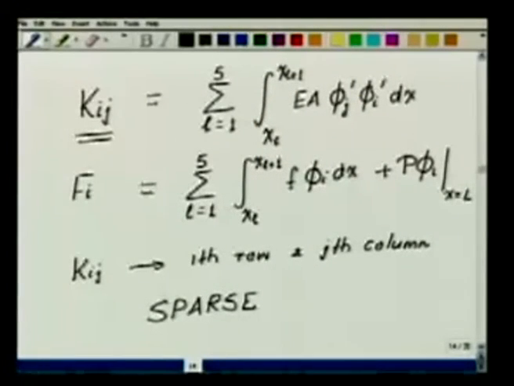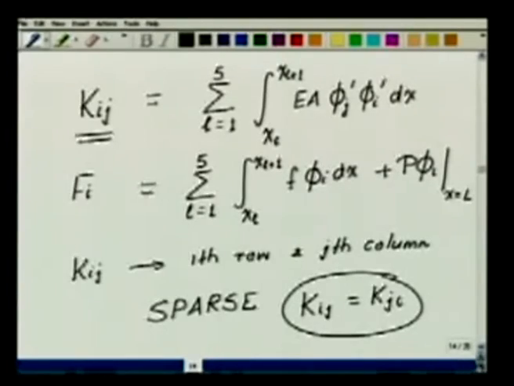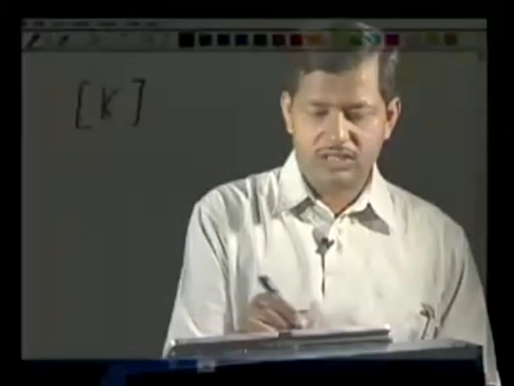Another thing that you should note is that if I go to the jth row and the ith column, I will have Kji equal to the summation integral of Ea phi I prime phi j prime. So you see that in this case Kij is equal to Kji. This is another very important property of these matrices. This matrix K is said to be symmetric.